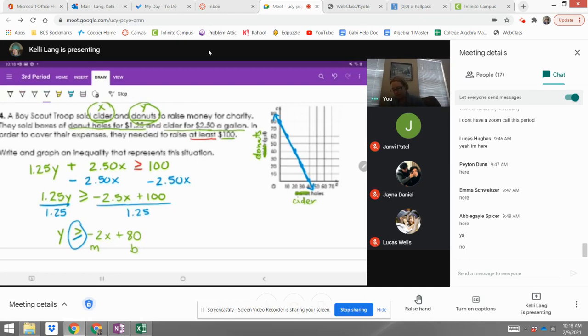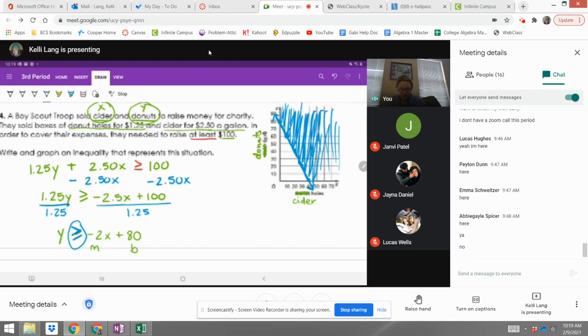Finally, it's time to shade. For shading, we look at this component. Since this is a greater than symbol, we shade above, greater than. So we're going to go up from the line, shade this whole area here.